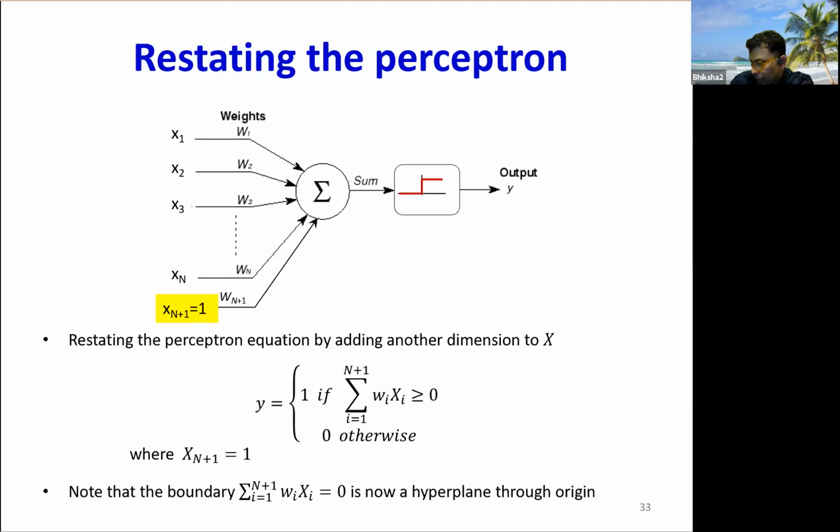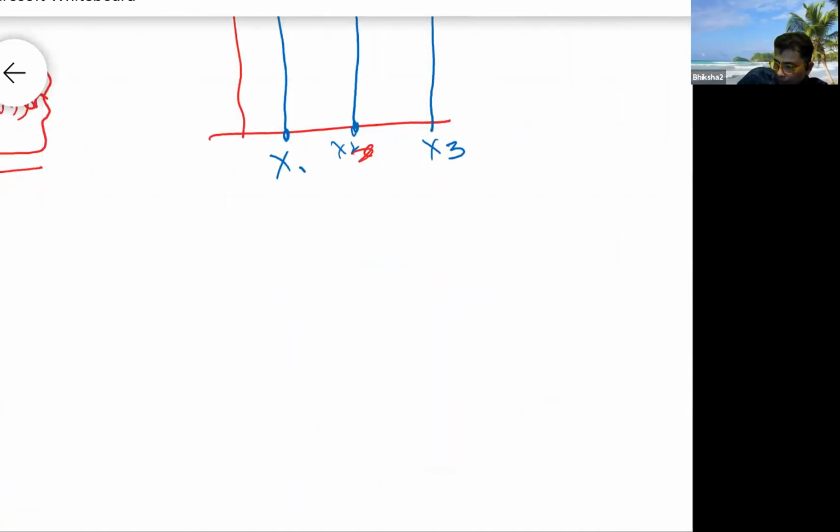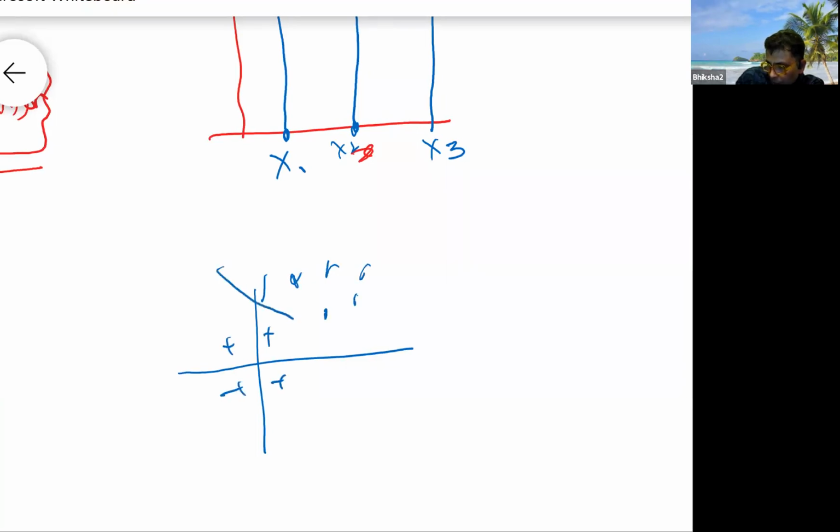Now, for convenience, I'm going to restate the perceptron in this manner. I just add this extra input of 1, and now the bias becomes a weight. And in this representation, this is no longer affine, it's linear. So whenever the weighted sum of all of the inputs is positive, the perceptron is going to output a 1, otherwise it's going to output a 0. Now, the boundary where the summation of Wi times xi is exactly equal to 0 is going to be a hyperplane through the origin. Basically, what we did by adding this extra input is, in the original case, the decision boundary would not go through the origin.